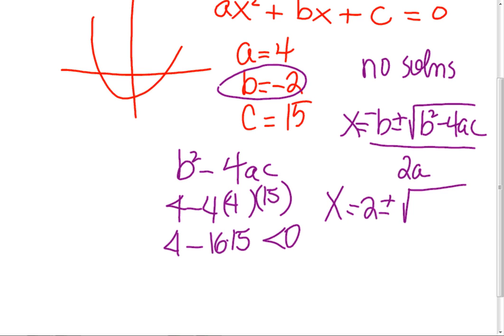And Joe, we just did this. It's a negative number. I don't know what it is. I'm not going to waste my time multiplying that out. All over 2 times a. And a was what? 4.